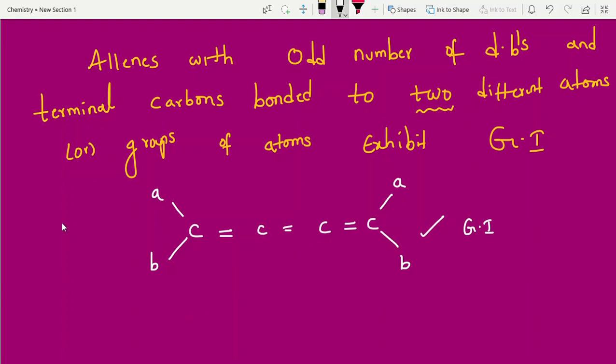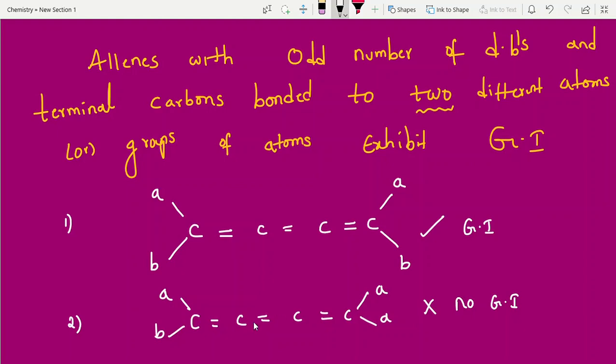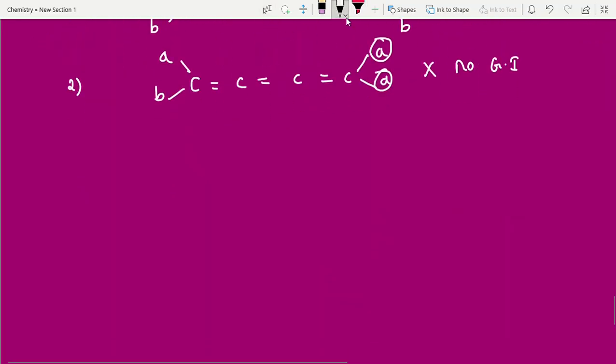Next one, I am giving. This is case 1, it exhibits. Case 2, C double bond C, C double bond C. Next, here I have taken AA, and here I have taken AB. Does it exhibit geometrical isomerism? No geometrical isomerism. See, an odd number of double bonds is there, satisfied, but two different atoms or groups, here different, but here it is same, that is why it will not exhibit. Okay, you will get questions like this in the exam. That's why I am giving.